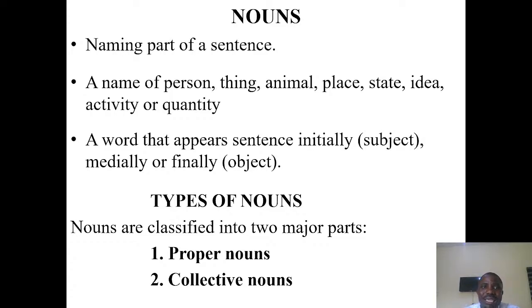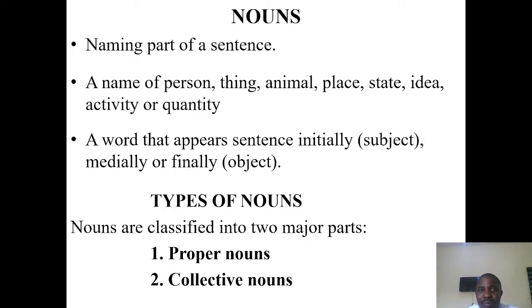Number 1 definition: you can say a noun is the naming part of a sentence. So in a sentence, any word that is a name is a noun. Any object that has a name, anything that you know by that name, is a noun. There is a name attached to something. That name attached to something is a noun. Take note of that.